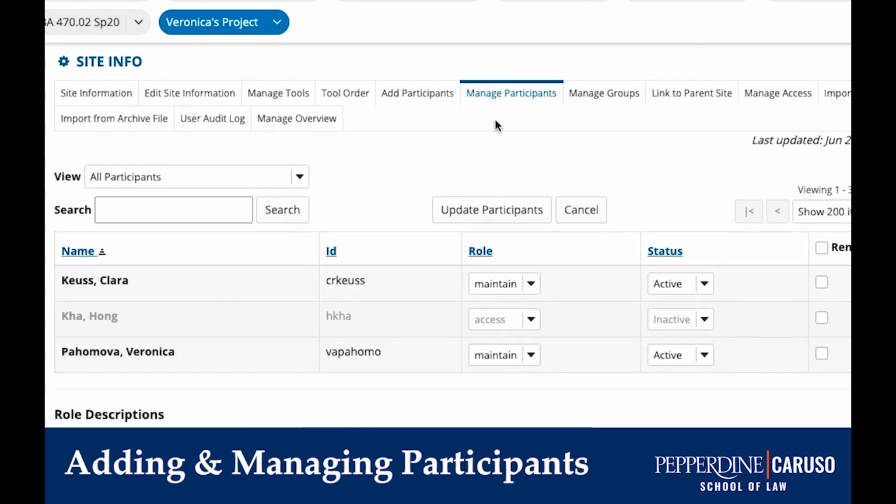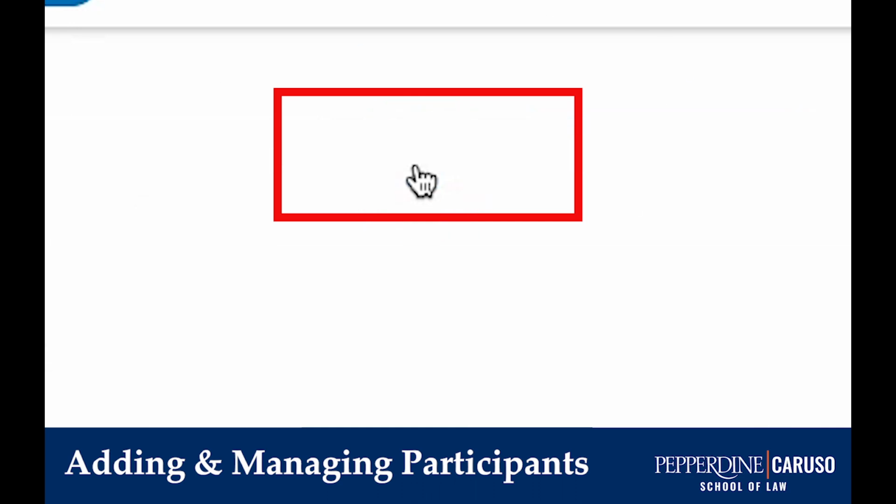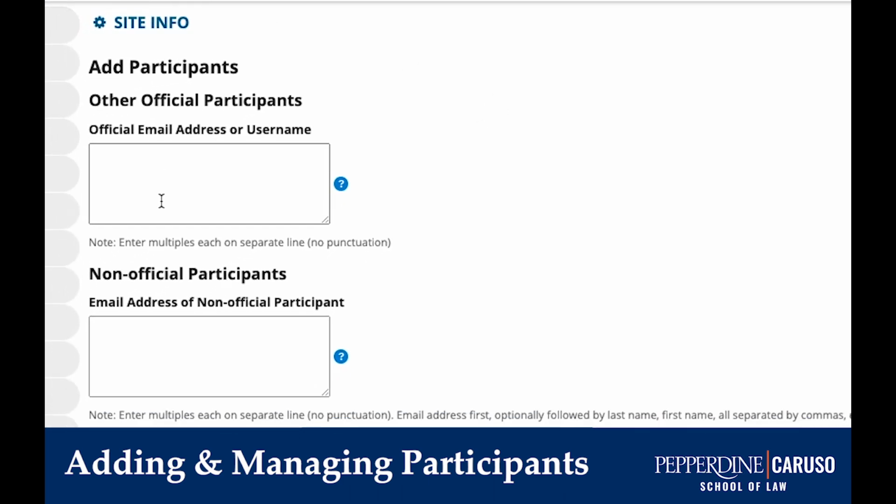Now, to add participants, simply go to the left of the Manage Participants on your toolbar and select that tab. To add official Pepperdine users, such as faculty, staff, students, or even previously added guests, you may either enter the individual's network ID username, for instance, the first letter of the first name and then the full last name, or you can enter their formal email address, which would be their first name dot last name at pepperdine.edu, usually.